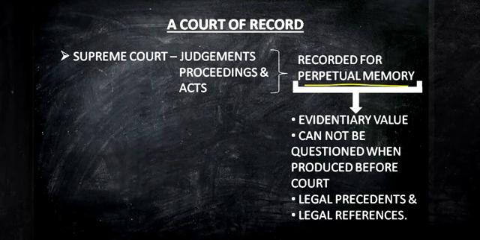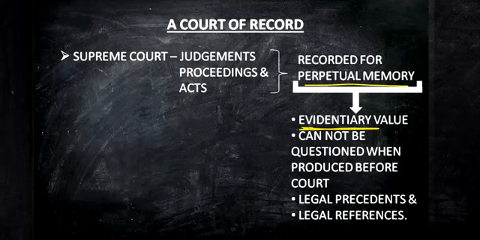Now what do you mean by perpetual memory? Such a file, which contains the activities, proceedings and judgments of the Supreme Court, will be useful for the judges to deal with other similar cases in future. So those records are used as evidence. Is it clear? So those recorded cases have evidentiary value, and whatever judgments are given in the Supreme Court are recorded.